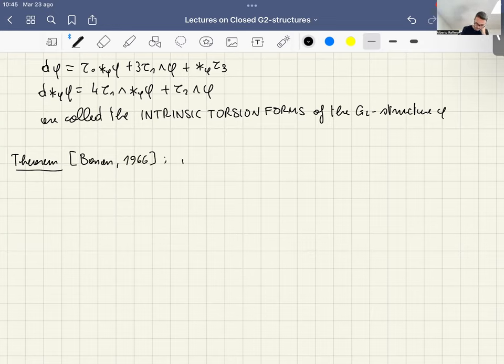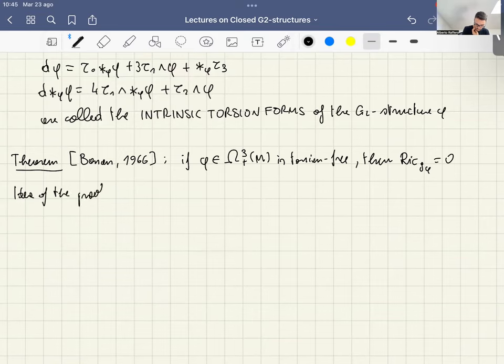It tells you that if a G2 structure phi is torsion-free, then the associated Riemannian metric is Ricci flat. So which is the idea of the proof here? In particular, the idea in Bonan's proof was using the fact that having a torsion-free G2 structure implies that the holonomy is a subgroup of G2, and so this gives some constraints on the Riemann curvature tensor.